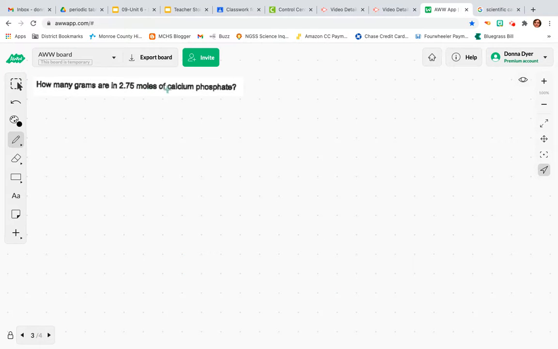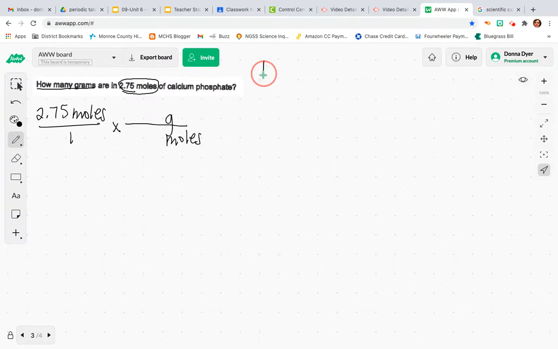How many grams are in 2.75 moles of calcium phosphate? So we are given 2.75 moles of calcium phosphate. We're asking to solve for how many grams. Okay, so we're going to take what we're given, 2.75 moles, and we're going to put it over 1. Again, we're given moles. We want to solve for grams, so we're going to cancel out the moles. So moles goes on the bottom. We're solving for grams, so that goes on the top. So now I'm ready to use my conversion factor to get my numbers. Well, remember, 1 mole is equal to the molar mass in grams. And that's from the periodic table.